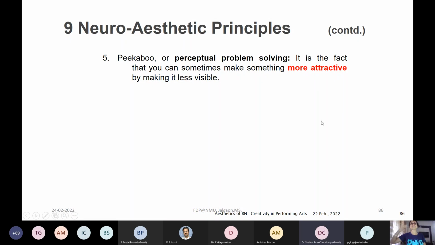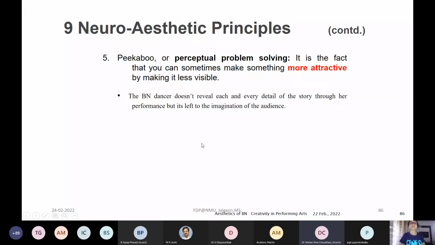So your brain tends to think, okay, what more can be there? Your brain is activated into that mode. So the Bharatanatyam dancer doesn't reveal each and every detail of the story, but it's left to the imagination of the audience. You have to decide what this story is. Whether you are a perfect dancer, you know Bharatanatyam, you don't know, you're just a rasik, you have gone there out of frustration or whatever, each one is trying to decide what is that story that she's trying to tell. So that itself is perceptual problem solving.